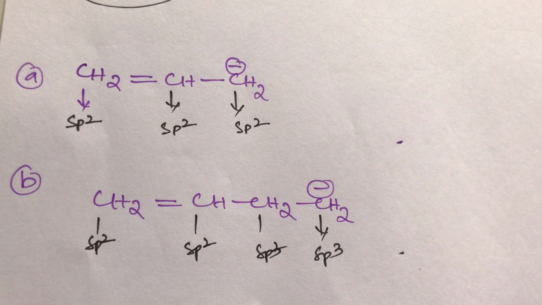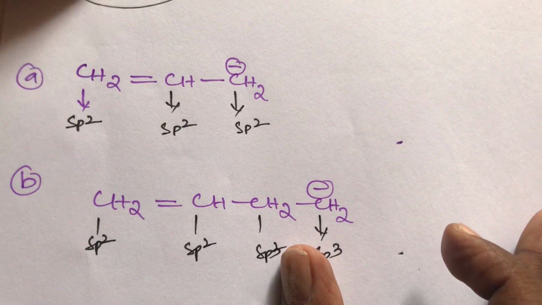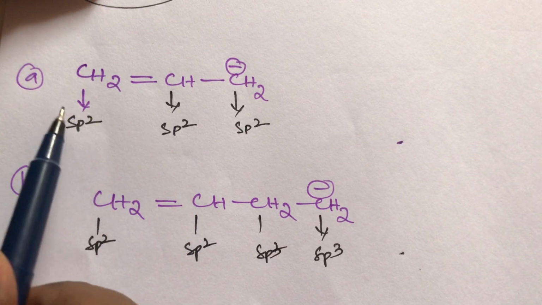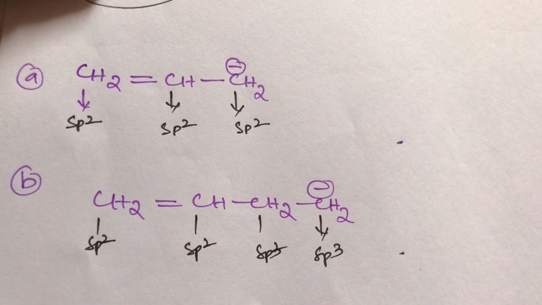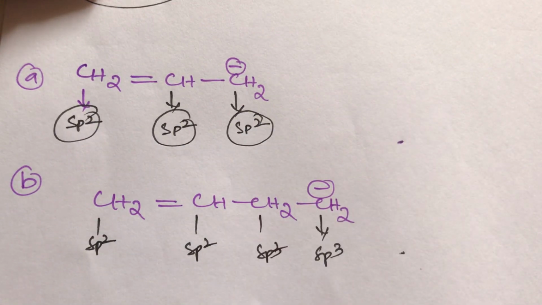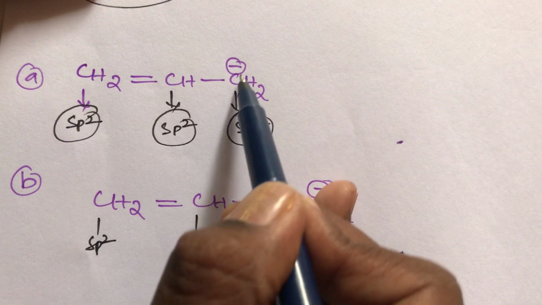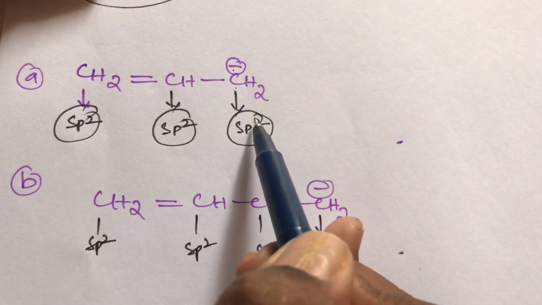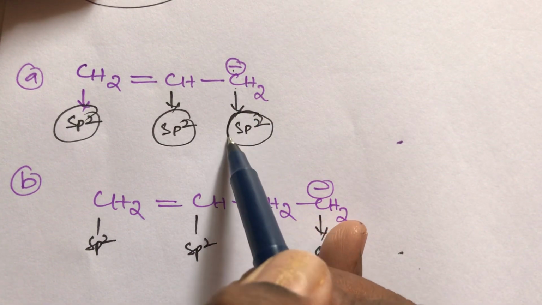Find out the hybridization of the following compounds. This is the previous question, student. In question A and B, in compound A, all carbons undergo sp2. This is also sp2. This is also sp2. This is also sp2. And one more thing, this CH2 carbon has a negative charge, so it also undergoes sp2 hybridization only.